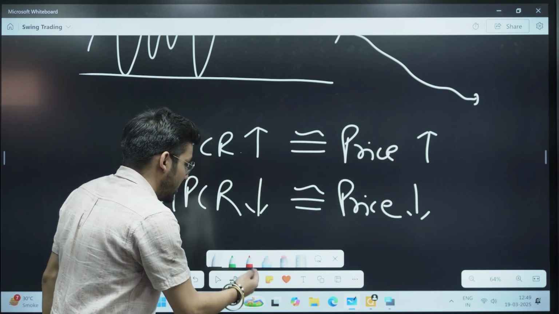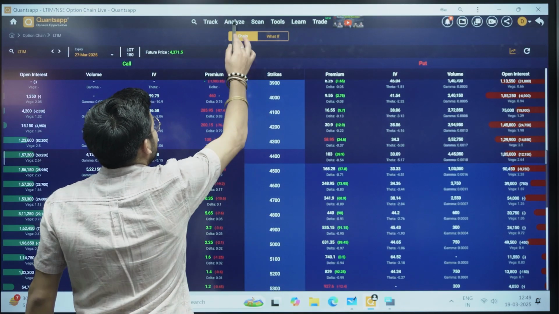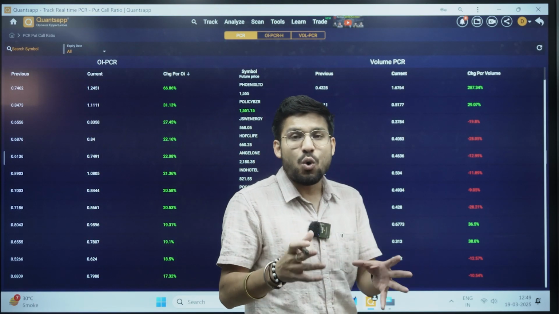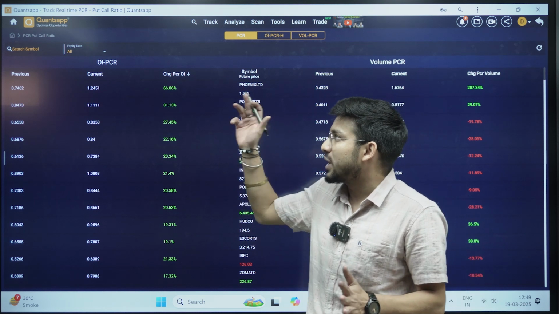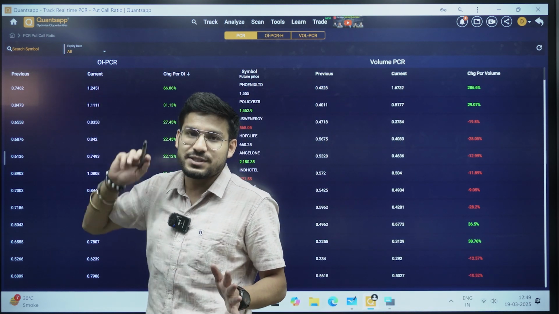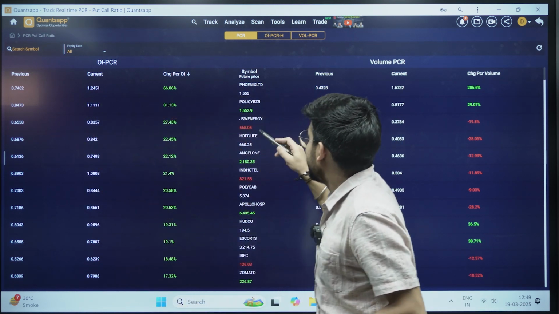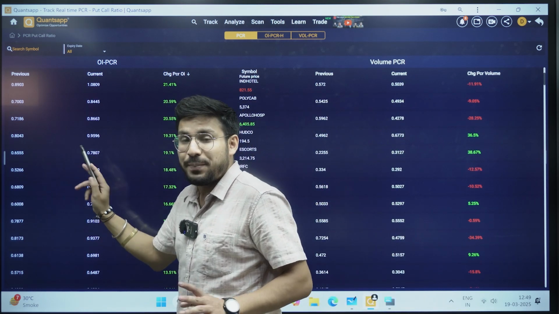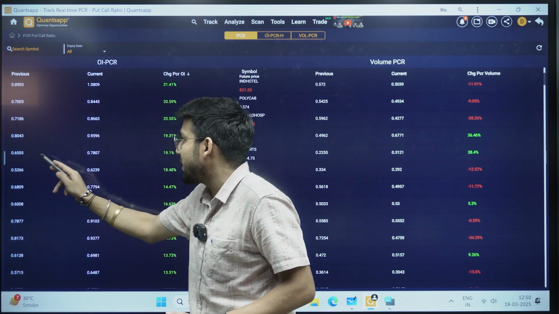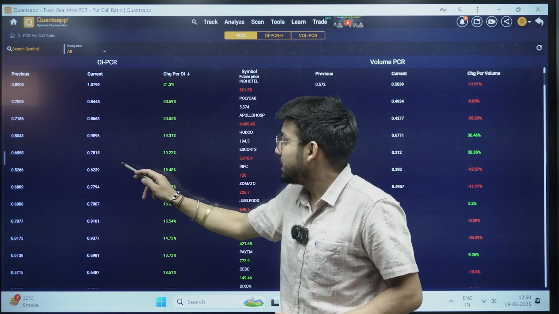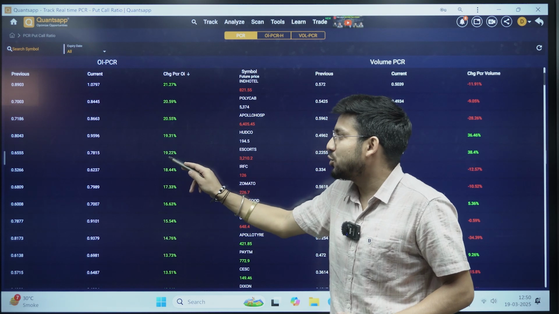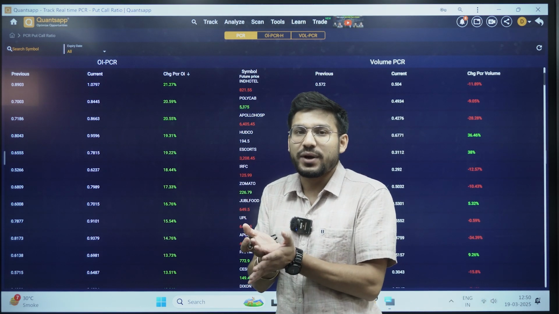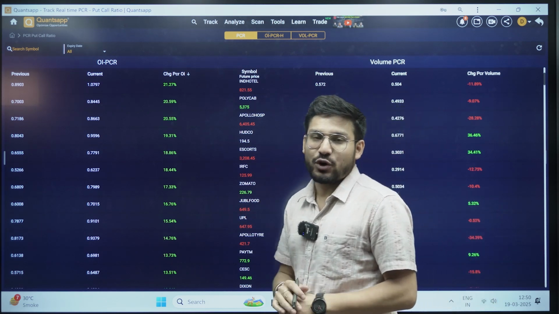Right now, how will you see this? In the Quensep application, we have a particular section for PCR. If you click on PCR, it will show you the OI PCR of each and every stock. You can find your stock from the search symbol as well. Let's take an example, Escorts. In Escorts, I can see the OI PCR has increased from 0.6555 to 0.7807. So there is an increase of 19.22%, right? It means the OI PCR is increasing gradually, so the price will also increase. So it is showing me a positive sentiment for Escorts, right?